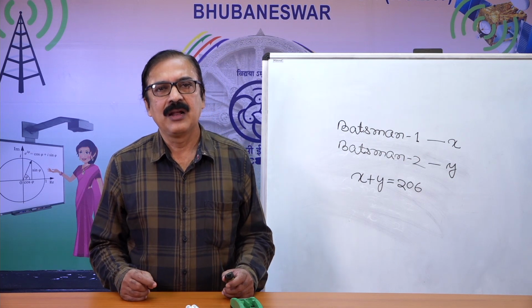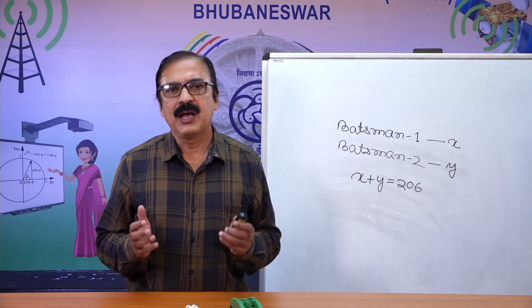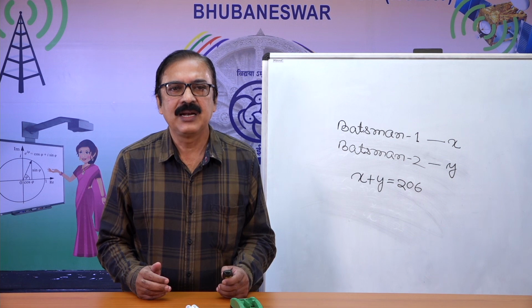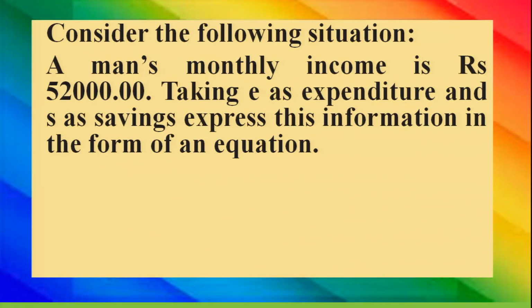Now let's consider how to frame an equation from a situation. Consider the following situation: a man's monthly income is rupees 52,000. Taking E as expenditure and S as savings, express this information in the form of an equation. As we know, the income is the same as the sum of the expenditure and savings. Once we have some expenditure, what remains of our income is the savings. So here we have E as the expenditure and S as the savings.